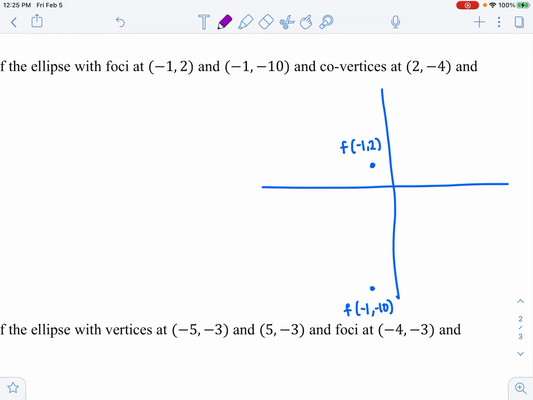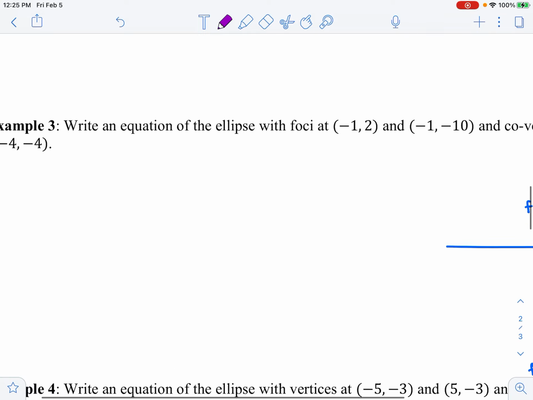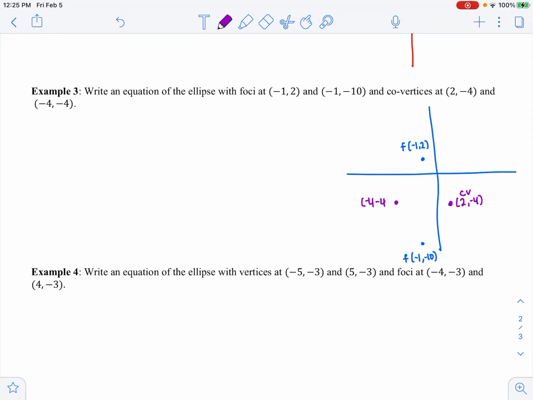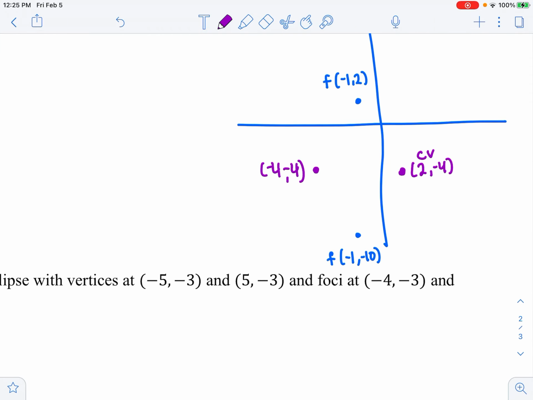My co-vertices are at 2, negative 4, so write 2, down 4. These are my co-vertices. And what's the other one I have? Negative 4, negative 4. And notice I'm trying to make it look balanced here. Okay, so now I need to decide the orientation. I wasn't given my vertices, but I was given my foci, and my foci are on my major axis. So I know this has to be my major axis. It extends further, but that's my major axis, so this is vertical.